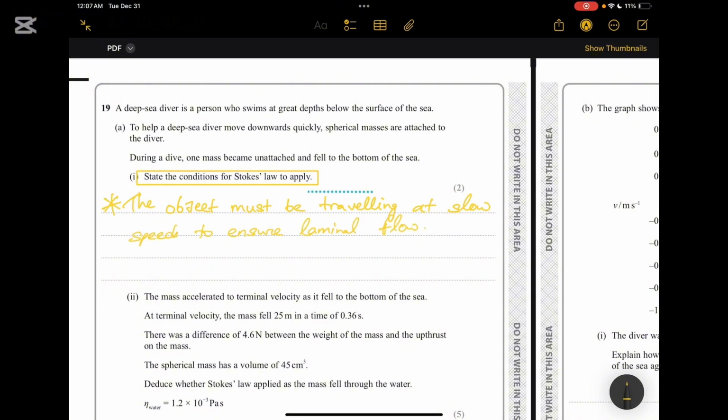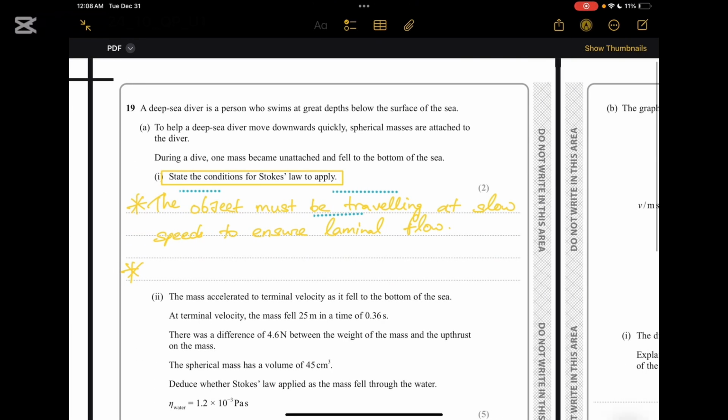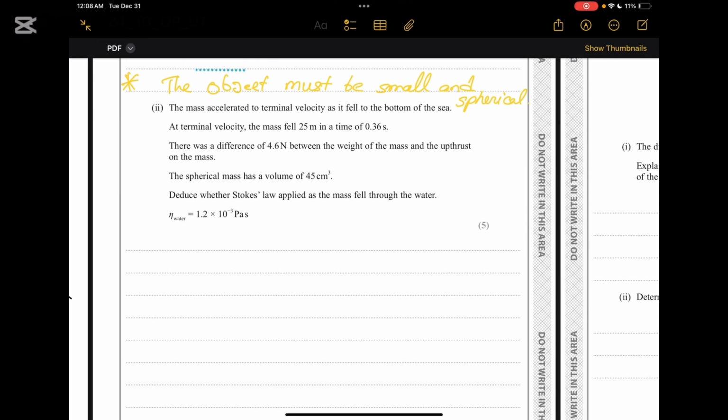This is the first point, and the second point will be the object must be small and spherical. These are two easy marks that you guys should memorize these 2 points, because this is more or less repeated in every physics unit for exam. The object must be small and spherical. Alright, so we are done with it.